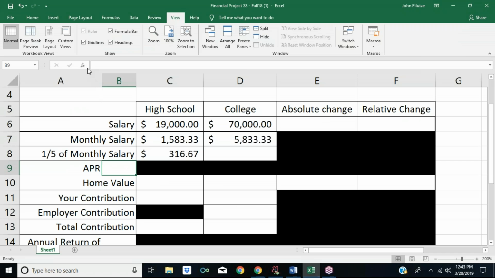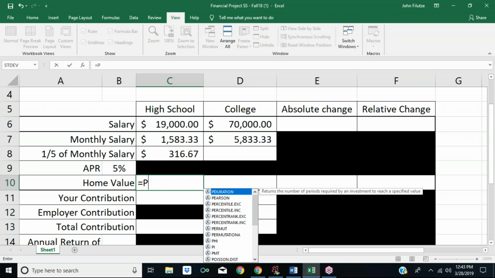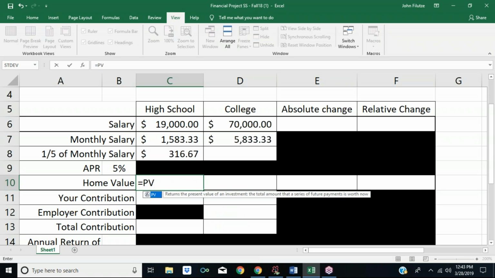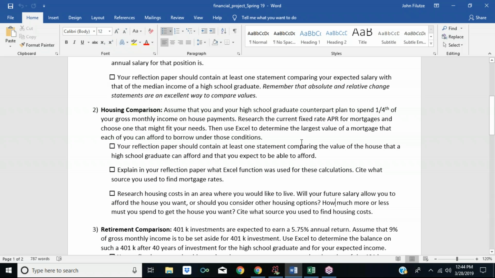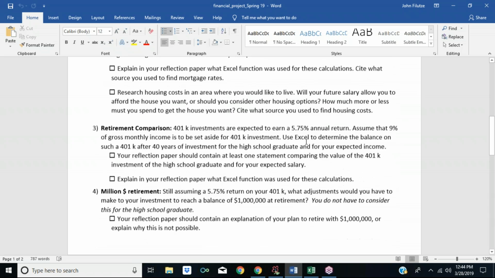So where do you put that APR? You're just going to put it in this box right here. So let's say it's 4.5%, or let's say 5%. And then the home value, you're going to have to do based on that 1/5 of their monthly salary. So the home value, that's where you're going to use that equals PV, right? Because the payment is going to be this amount up here, that 316 for this case. So follow the directions. It's very straightforward.